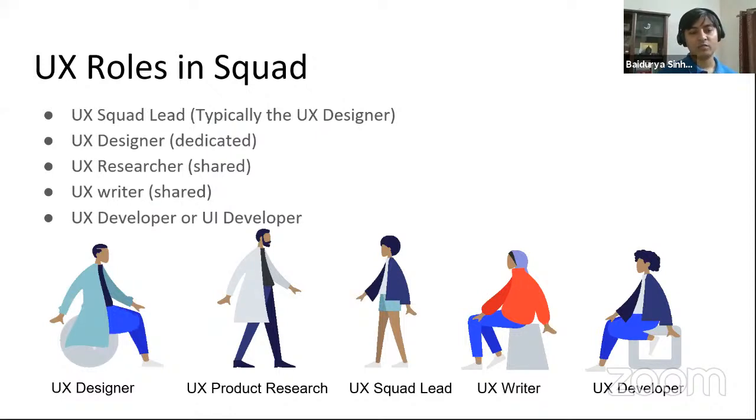Typical roles in the squad, and when I say roles, these are roles. There might not always be one person for each of these roles. One person may also play multiple roles. So there's a squad lead sometimes if you have a larger team of UX, and maybe a UX designer who is dedicated. A UX researcher may be dedicated if the size of the product is bigger, or might be shared across multiple products. There might be a UX writer who is responsible for writing messages within the product, product guides, and all those things. And finally, the UX developer or the UI developer are part of the squad.